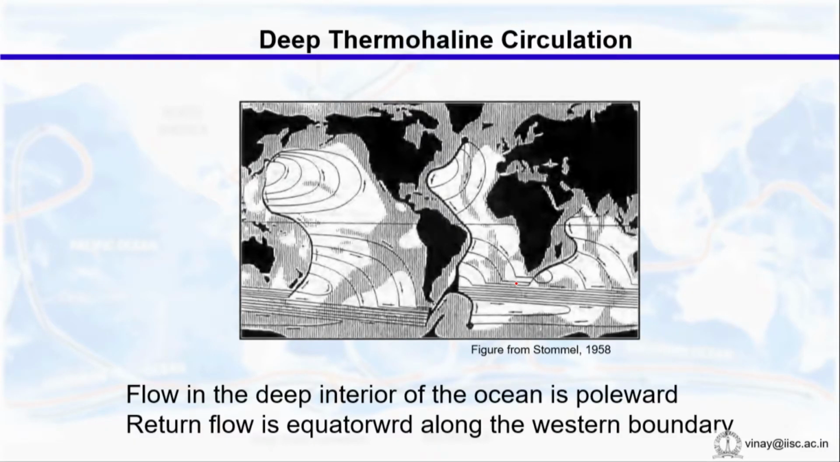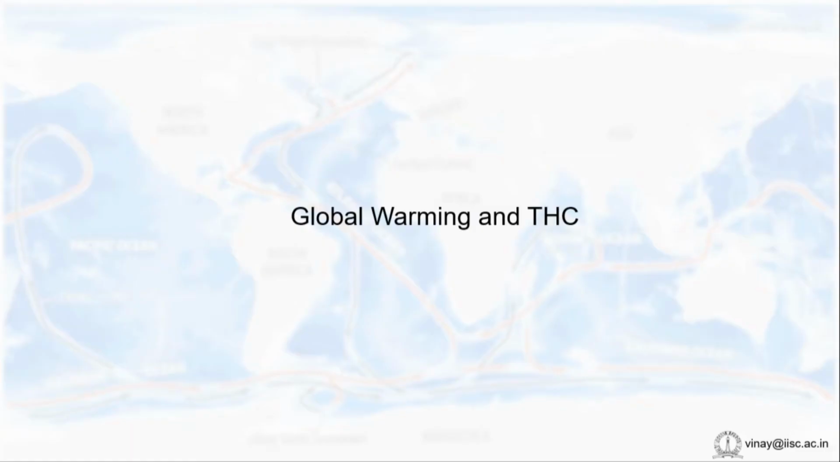This theory was proposed by Henry Stommel in 1958, and this figure shows you a figure from his paper, which is a classic paper, and this figure shows you the streamlines of flow. The flow in the interior is northward, and in order to compensate that, there is a western boundary current deep in the ocean. Flow in the deep interior of the ocean is poleward, and return flow is equatorward along the western boundary. And this is the classical picture of abyssal circulation as described by Stommel using purely theoretical conditions. Later observations have indeed demonstrated that there does exist a deep western boundary current in the ocean.